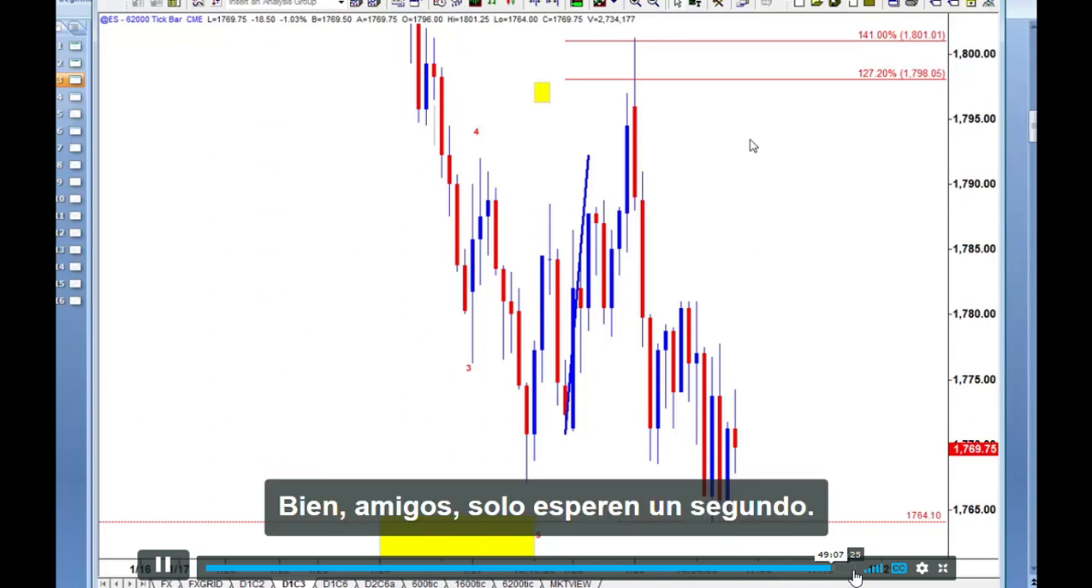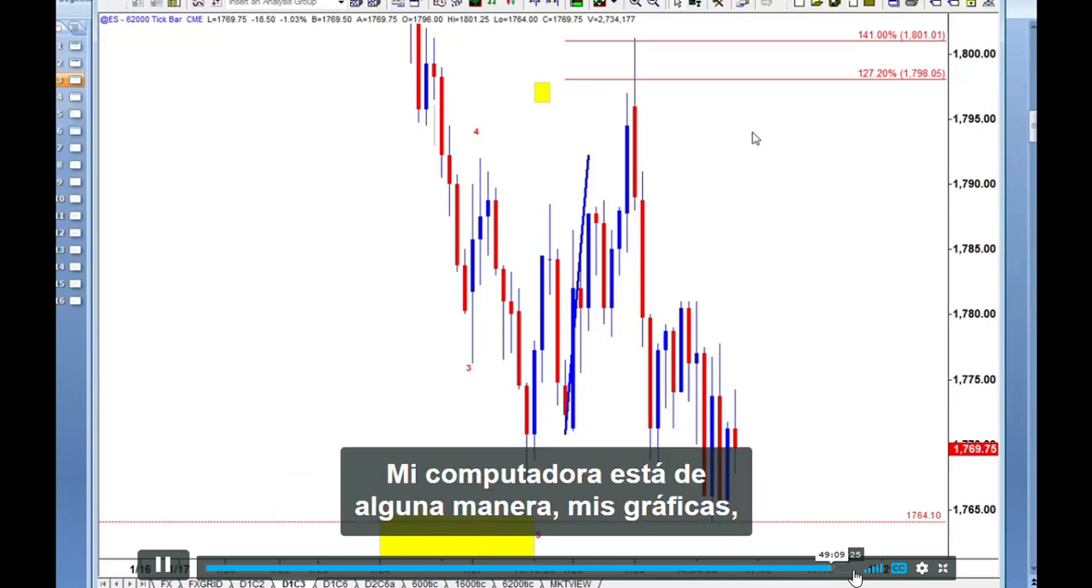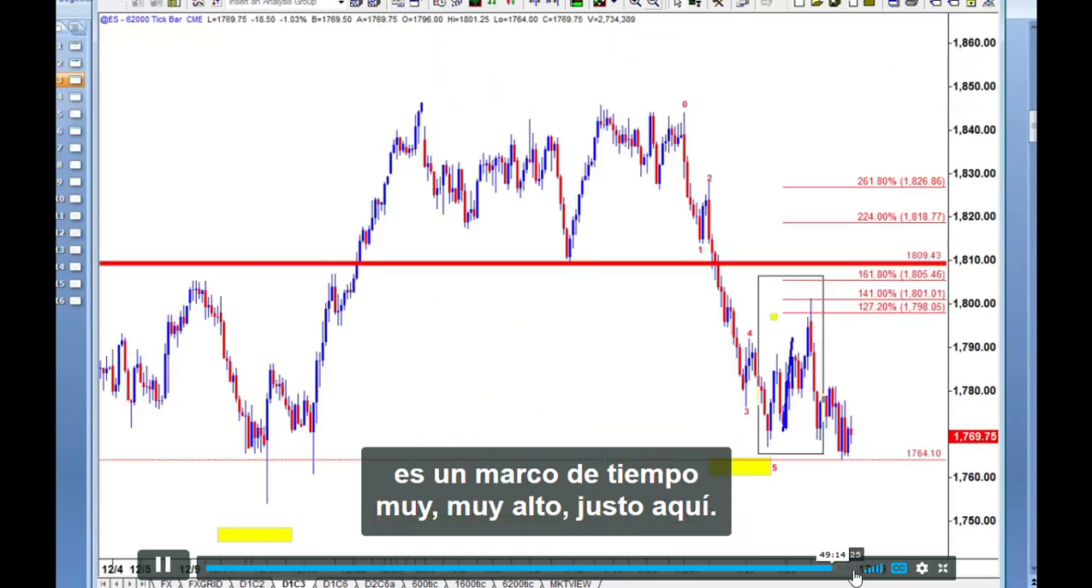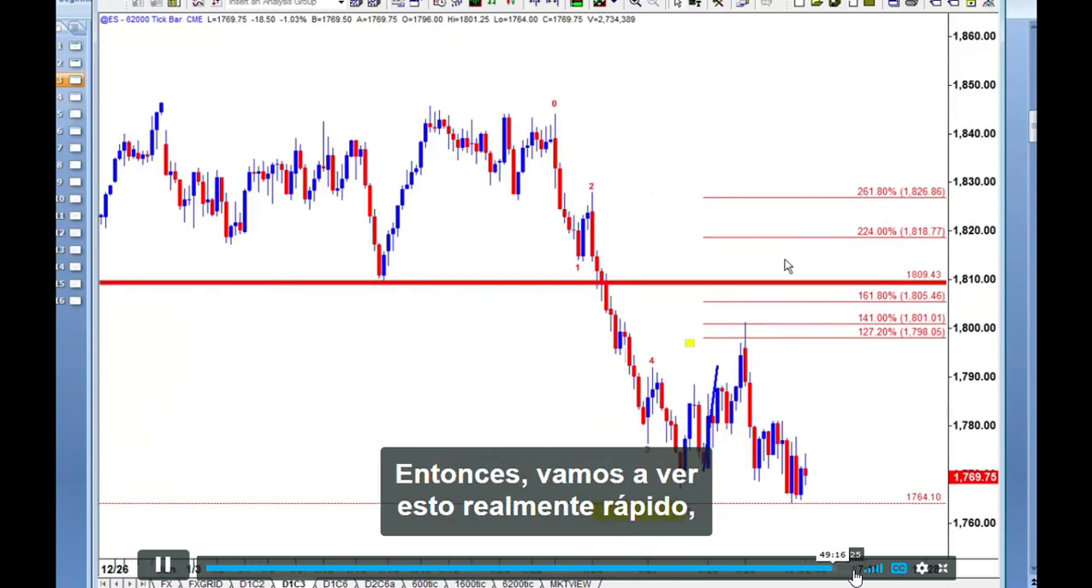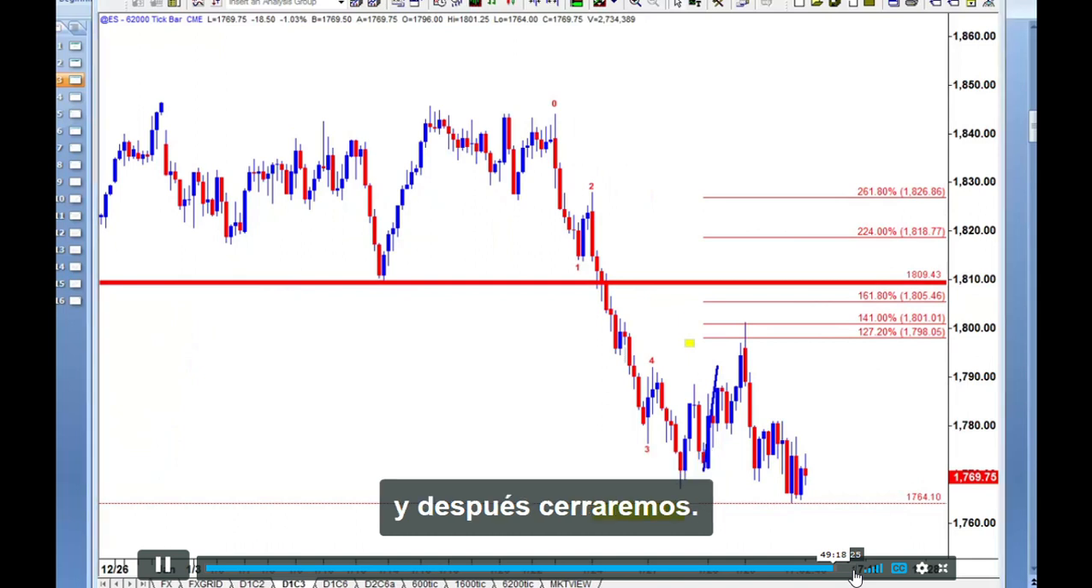All right, folks, just hold on a second. My computer's somehow, my chart is on a very, very high time frame. All right, here it is. So let's take a look at this real quick, and then we'll call it a night.